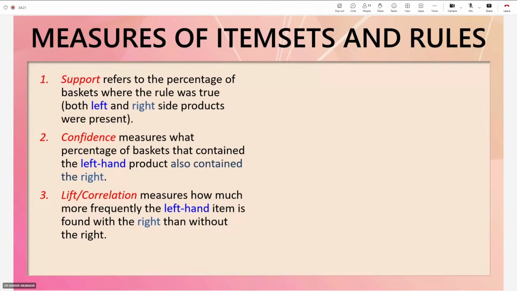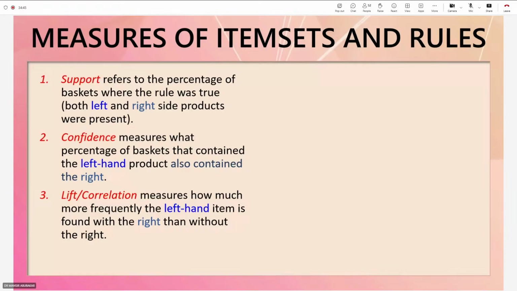So support just refers to the percentage of baskets where the rule was true, both left and right. That is for the product. And then the confidence measures what percentage of baskets that contain the left-hand product also contain the right-hand product, as we have seen in the example: item 1, item 3 implying item 2.